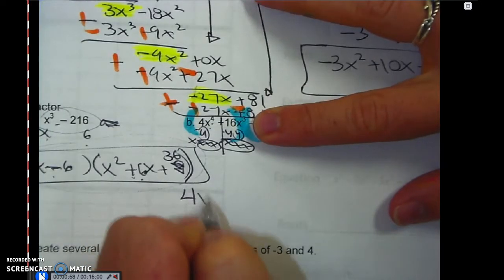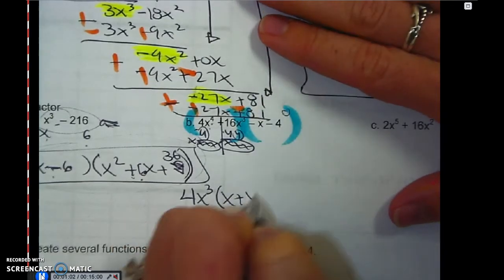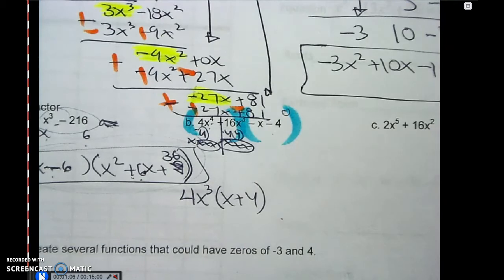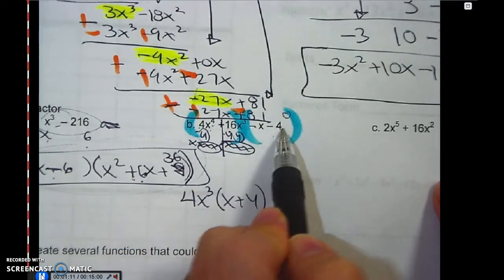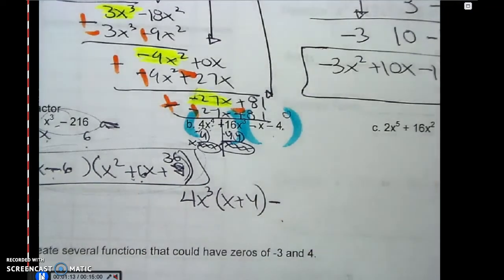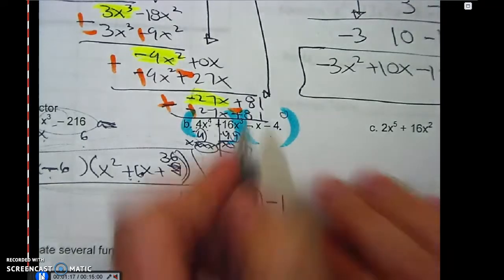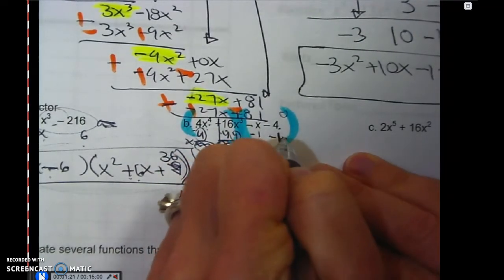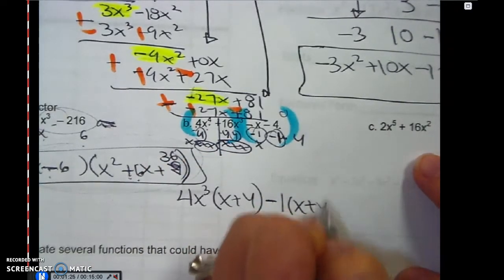So I'm going to do it down here so it's not in the way. I take out a 4x cubed, and then I'm left with x plus 4. Now I know that I have to find a match. The goal is to find the match. The problem, though, is this is plus plus, and this is minus minus. So I need to take out a negative 1 so that they can turn into plus plus, because this is like negative 1x, and this is like negative 1 times 4. So I take out a negative 1, and then I'm left with x plus 4.